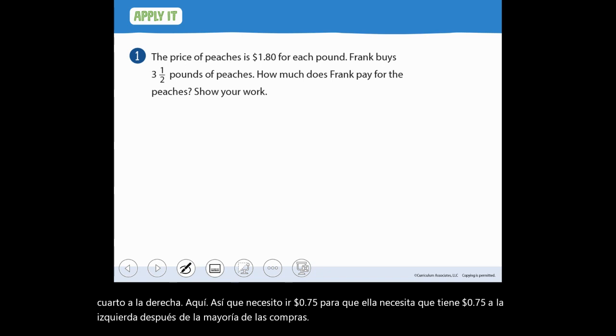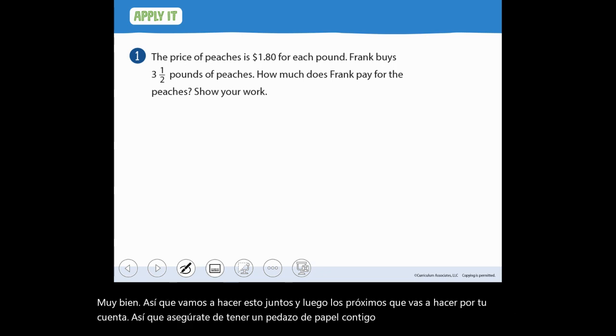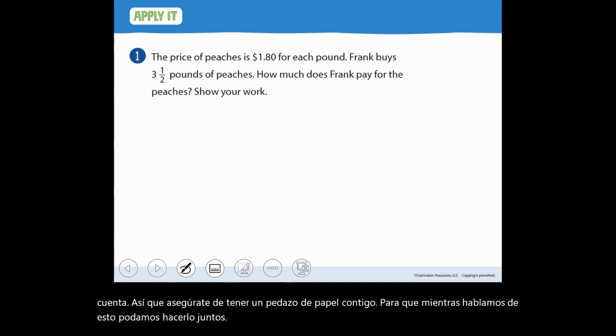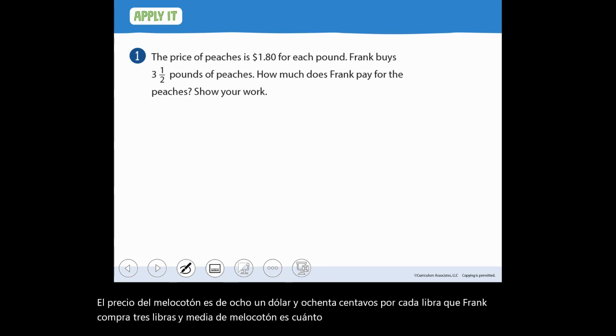All right, so we're going to do this one together, and then the next few you're going to be doing on your own. So just make sure you have a piece of paper with you so that as we're talking about this, we can do it together. The price of peaches is $1.80 for each pound. Frank buys 3.5 pounds of peaches. How much does Frank pay for the peaches? Show your work.